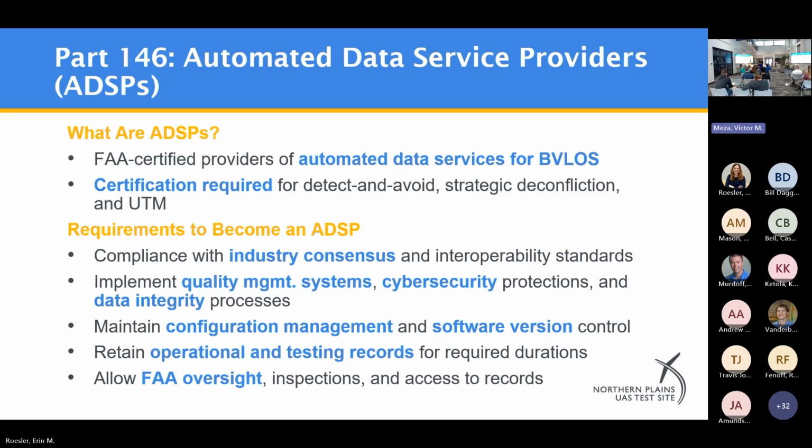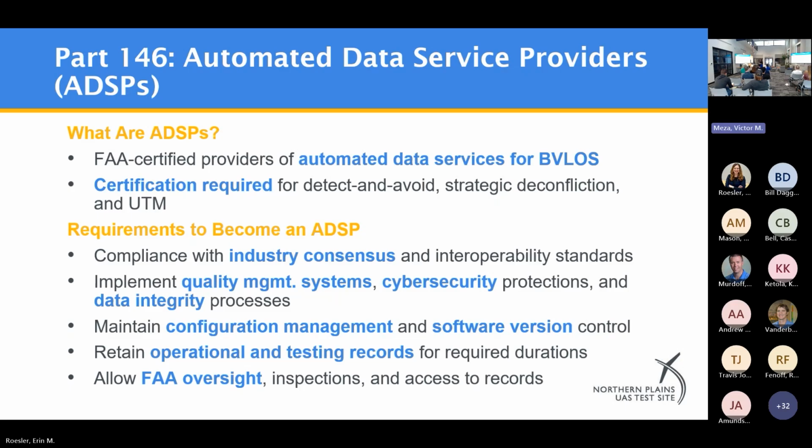So this is really going to, just like probably 108 operations and manufacturers, separate immature from mature operators. You're going to see this in the service provider aspect as well. But there's going to be a lot of entities that have been operating these services that will not be able to meet the Part 146 proposed requirements unless they really increase the maturity and the robustness of their organization.